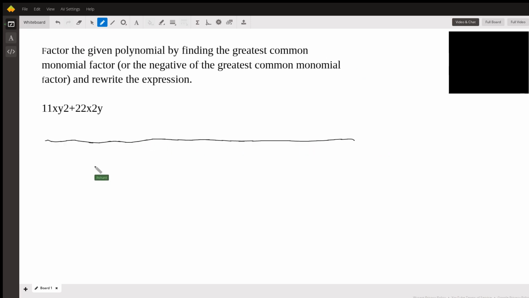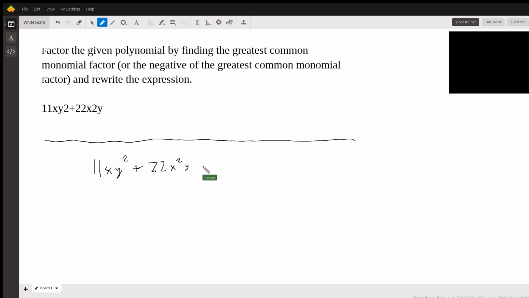Okay, so I'm going to start by rewriting this. This is 11xy squared. So this might also have been a problem for the student, maybe trying to figure out how to interpret this correctly. So 22 here, and then x squared y. Okay, so we want to just think about these terms. You see, there's a constant, an x, and a y, and then another constant, another x, and another y.